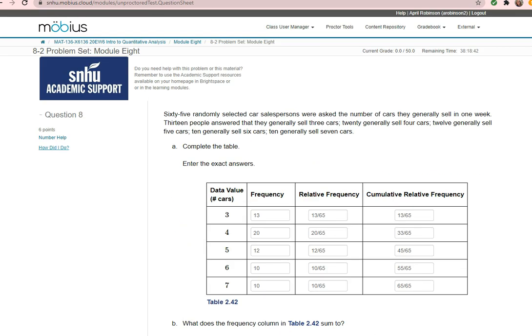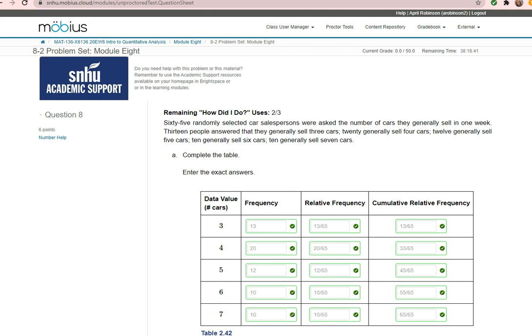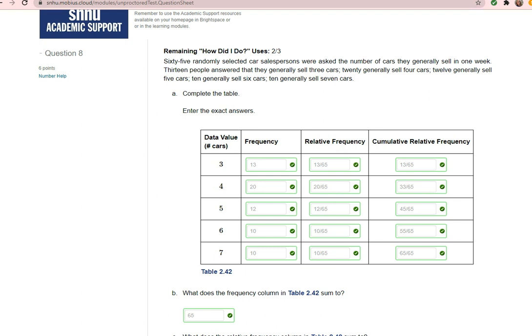It liked everything. Look at that. Bada bing, bada boom. So it didn't care that I didn't reduce my fractions. You know, most math teachers, they'll get all bent out of shape when you don't reduce your fractions, but this is a computer. Anyway, that's how you do that one.